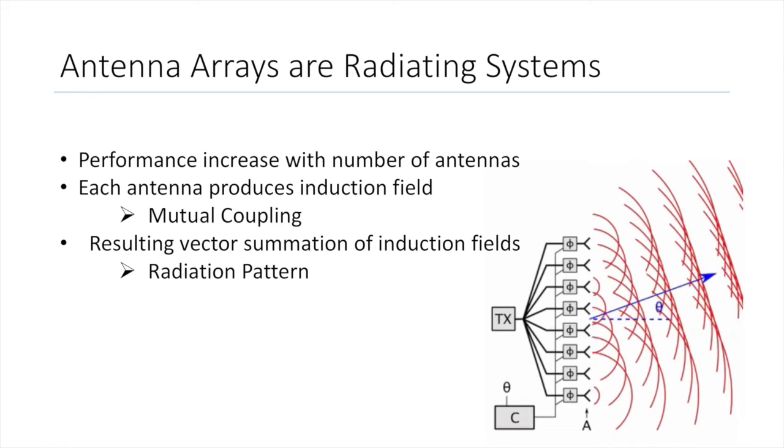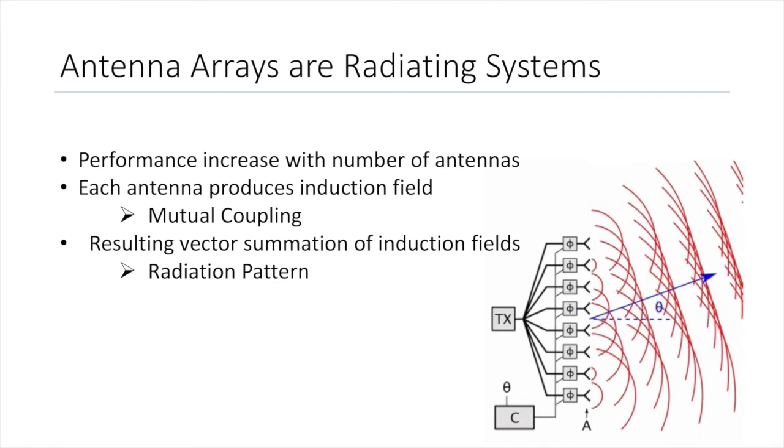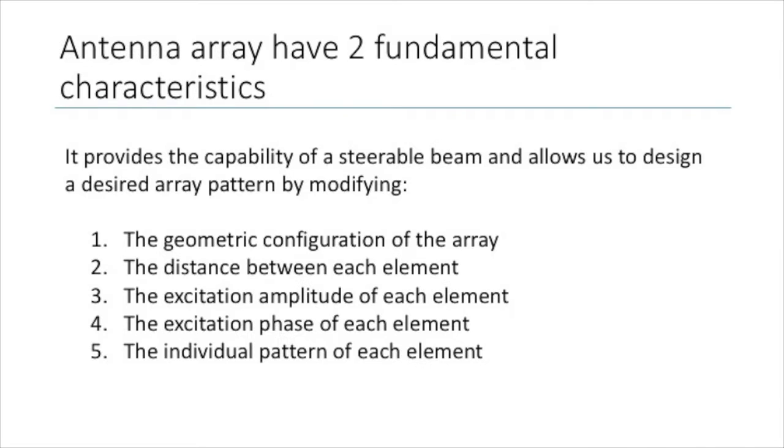Most antennas reversibly link radiation fields to current flow in wires at frequencies ranging from sub-audio through the far infrared region. An antenna array is defined by two fundamental characteristics. One, it provides the capability of a steerable beam. Antenna arrays give us the flexibility to design a desired antenna pattern for transmitting and receiving signals without changing the physical dimensions by modifying the five following parameters.